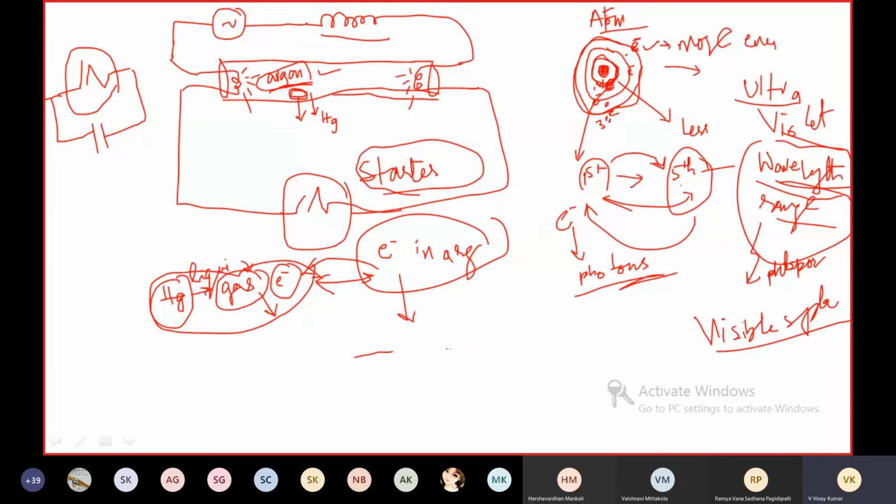The starter consists of a neon lamp and a capacitor. This is the neon lamp. When voltage is applied to the tube light, because of the applied voltage, an electric arc will be produced.